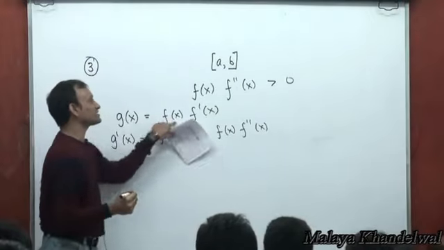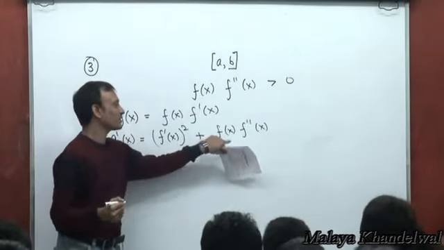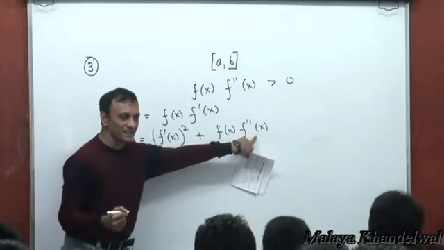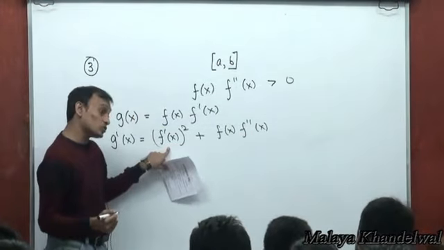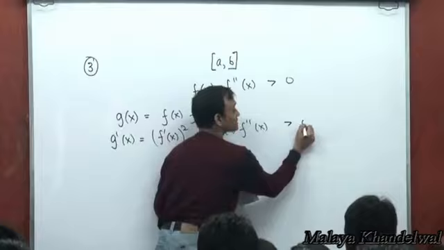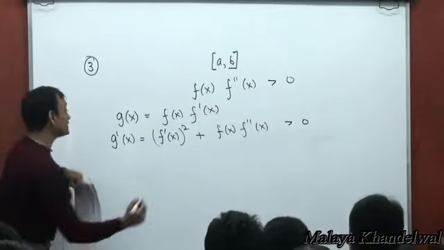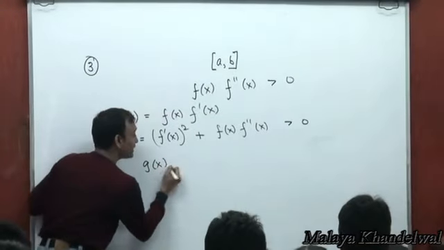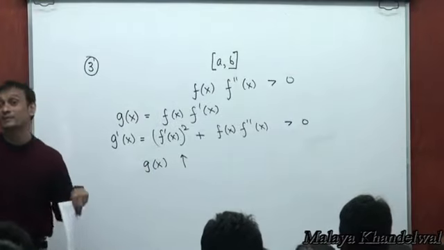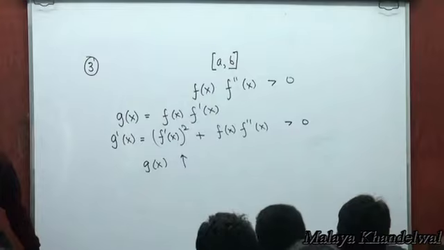Now that's the reason we constructed a function of this kind, because now f(x) into f''(x) is greater than 0 and (f'(x)) whole square is greater than 0. That means this is greater than 0. That means g(x) must be an increasing function of x.